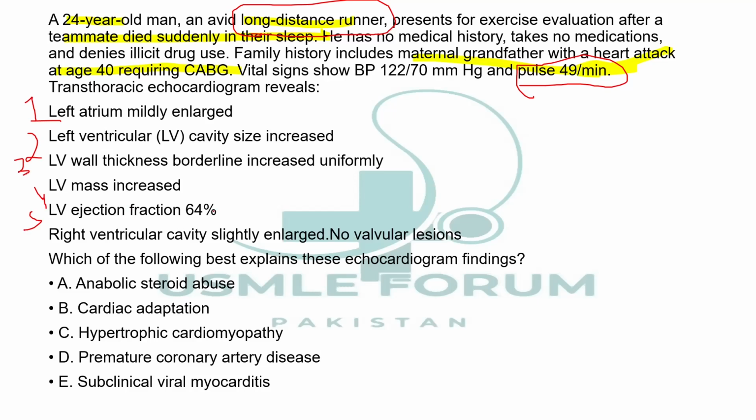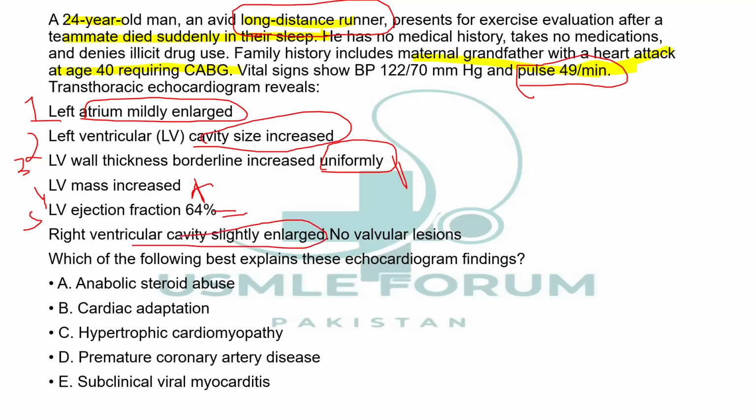So the ejection fraction stays the same. The mass increases. The wall thickness increases, but this is uniform. In hypertrophic cardiomyopathy, it is asymmetric. The cavity size increases. The ventricle and atrium are mildly enlarged, not very much, but only mildly. The right ventricular cavity is slightly enlarged, and there is no valvular damage. So basically it is asking what is the explanation of these echo findings.